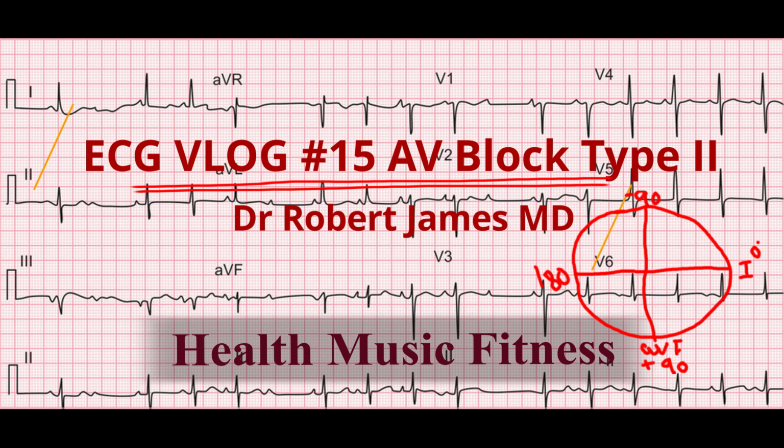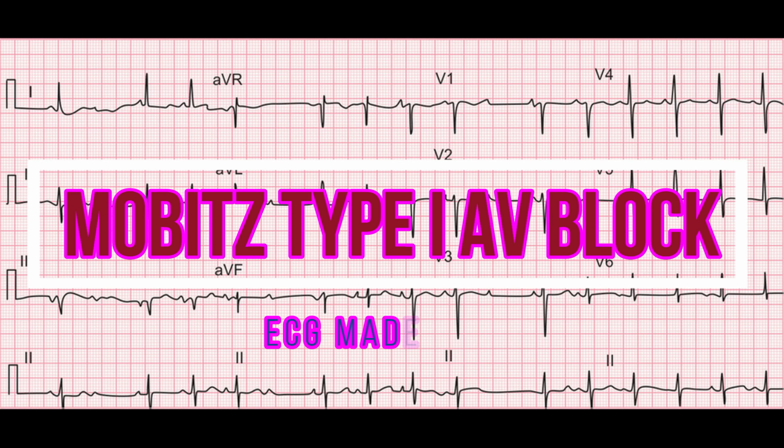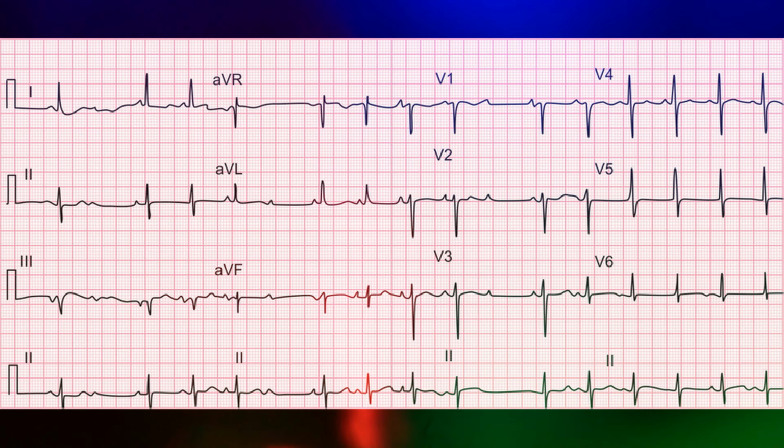Today we'll be discussing Mobitz type 1 AV block. So like you know, there are different types of AV blocks: first degree AV block, second degree AV block and third degree AV block. And second degree AV block is further divided into type 1 and type 2. That is Mobitz type 1 and Mobitz type 2. Today we'll see one example of Mobitz type 1.